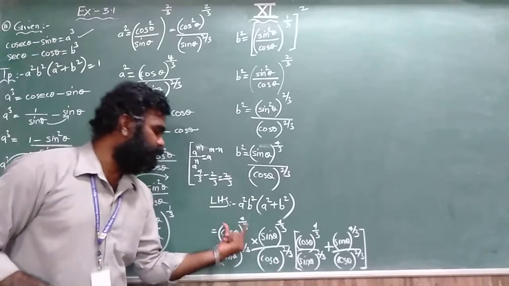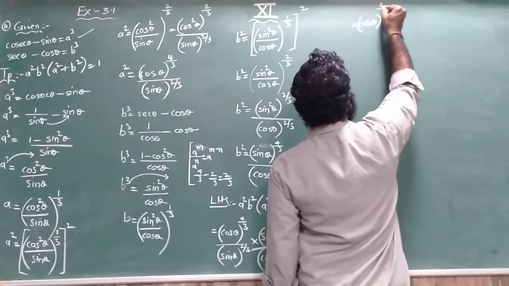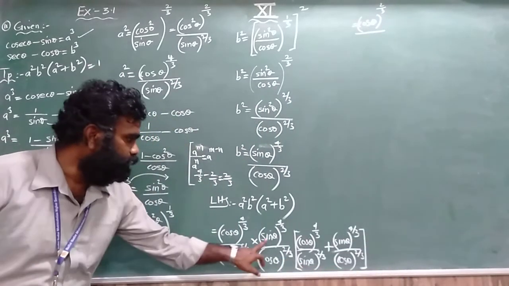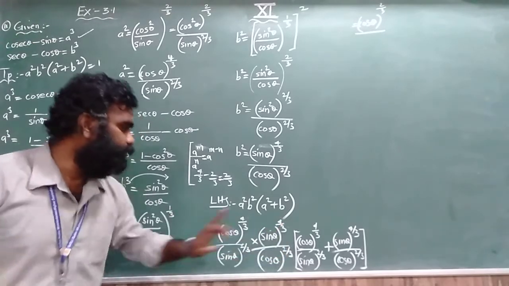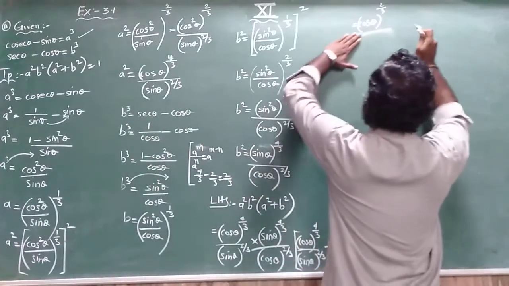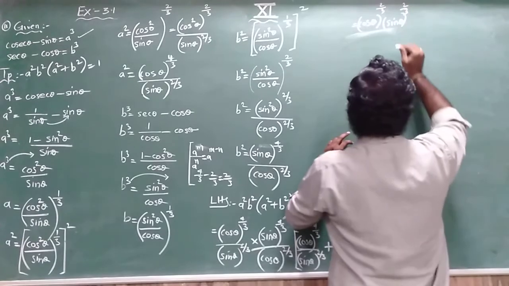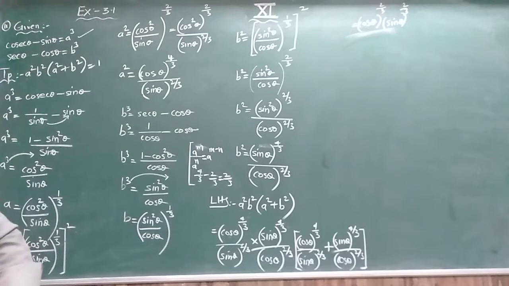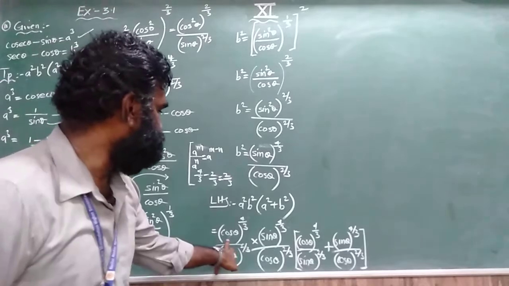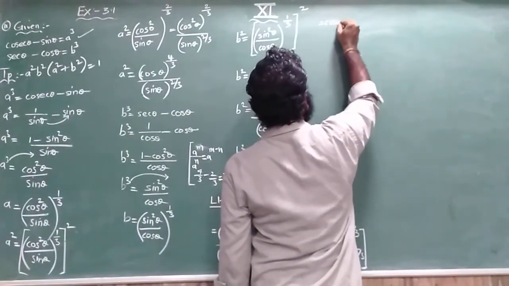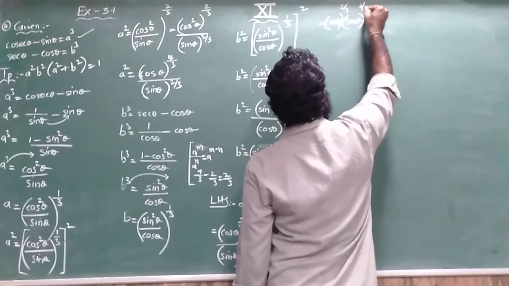Here also cos θ comes upward. How can I write? Nothing but (cos θ)^(2/3) divided by the same. Here also, sin θ power 4/3 and here sin θ power 2/3. This one comes upward: 4/3 minus 2/3 is nothing but (sin θ)^(2/3). Before writing this, I will erase and write. See how I am going to write. The same procedure only: (cos θ)^(2/3) (sin θ)^(2/3).